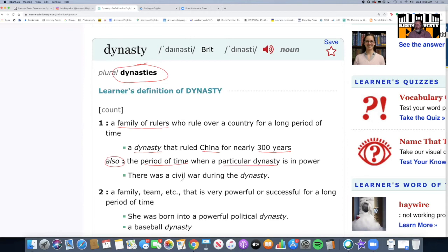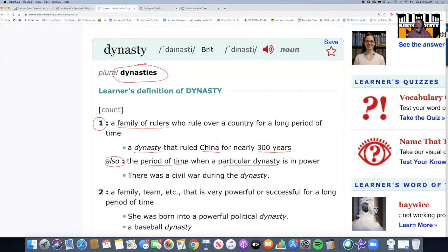Now, again, when we're using the dictionary, most of the time we're looking at the first definitions. So again, in thinking about the story, it said our dynasty, which means it is a noun, and we're probably using it in the first definition.